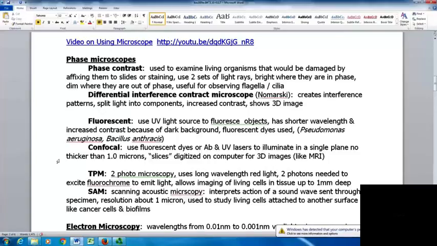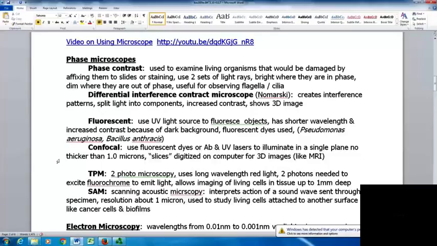Fluorescent microscopy will use a UV light source to fluoresce the objects. This has a shorter wavelength and increased contrast because of the dark background. Fluorescent dyes are used. This can be used with organisms like Pseudomonas aeruginosa, Bacillus anthracis.